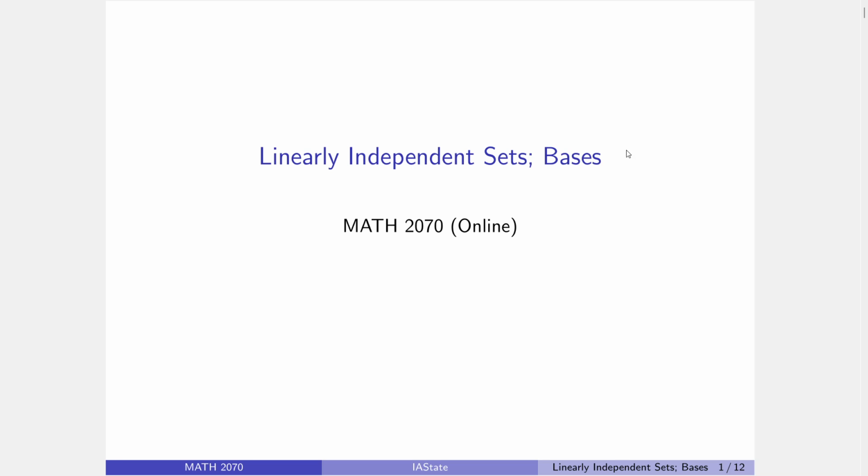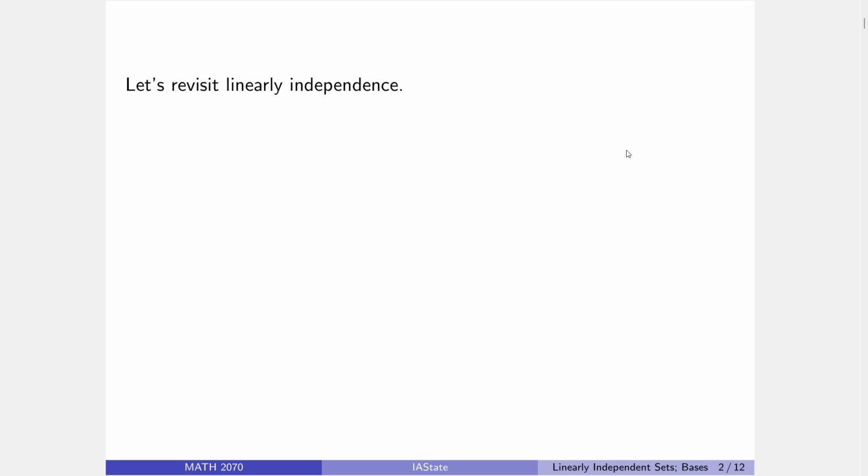We've got a Math 2070 online video. And today we're going to revisit linearly independent sets in the context of vector spaces, which will lead us to talking about bases for vector spaces. Fun stuff. Let's go ahead and revisit linear independence.